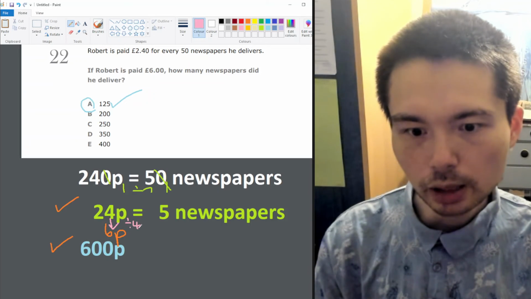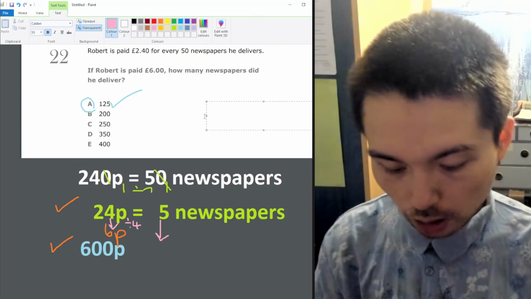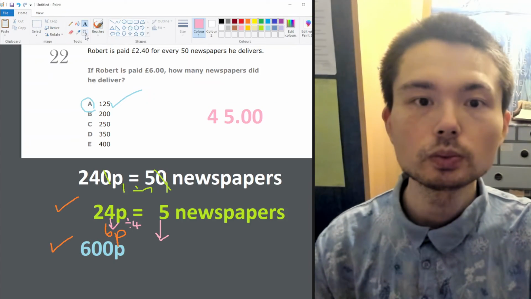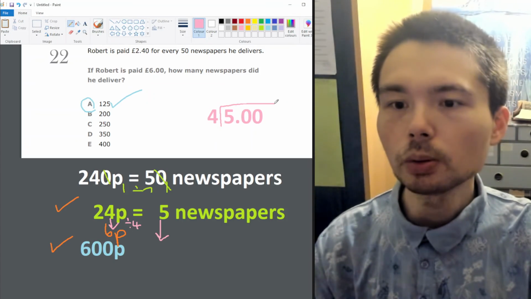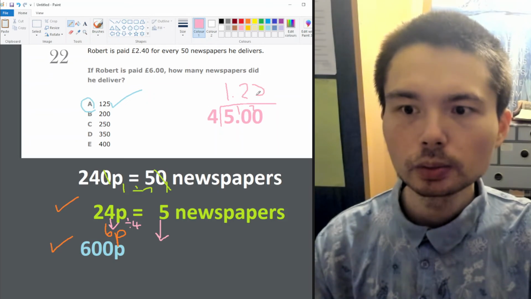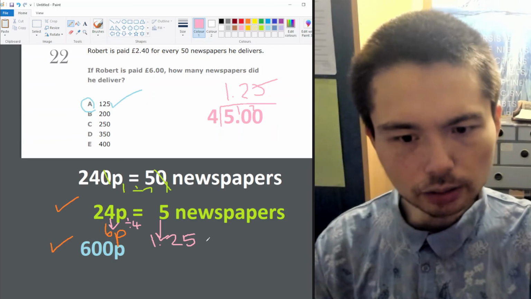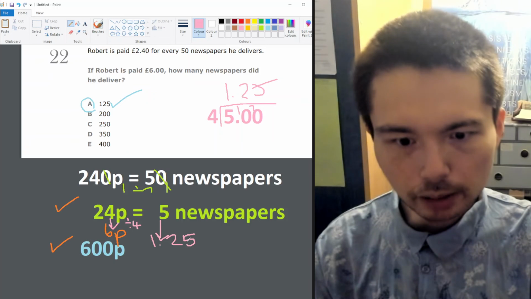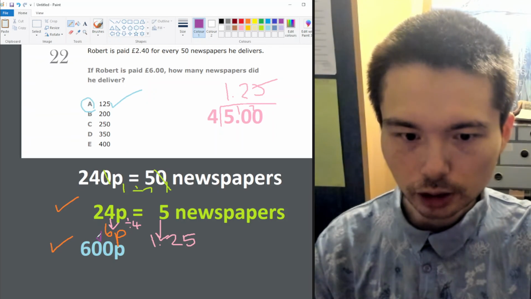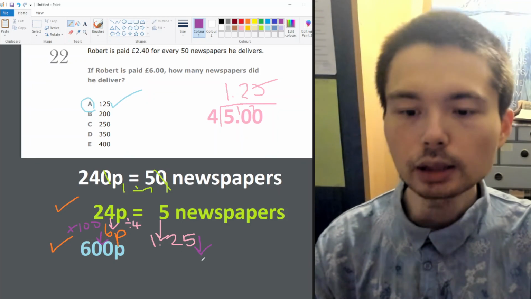Do the same thing here. What's 5 divide 4? Well, just treat it like 5.00 divide 4. And if you just quickly do short division, that will be 1.25. Okay, 1.25 newspapers. Well, you can't really have that, but hang on, I haven't finished. So we're going from here, and now we go from 6p to 600p. And that is times by 100, and we do the same thing. It is exactly the same answer.